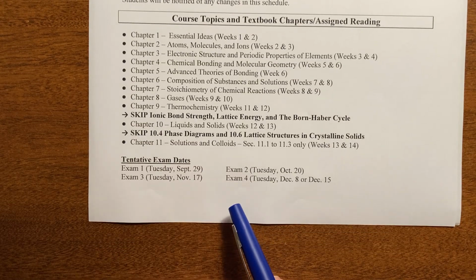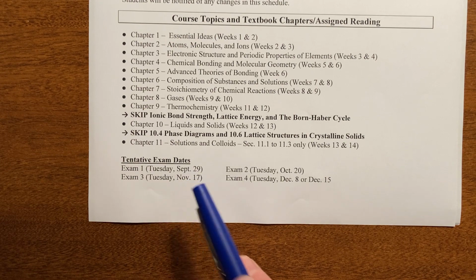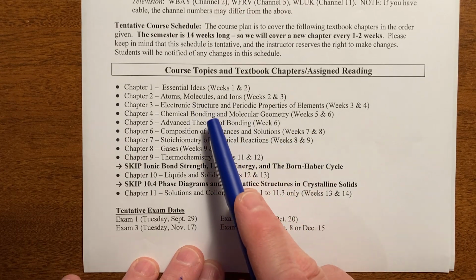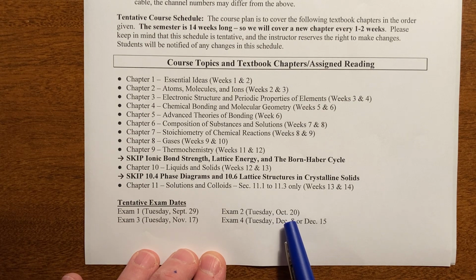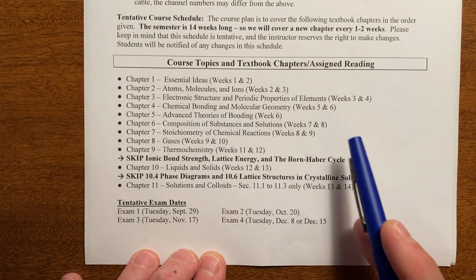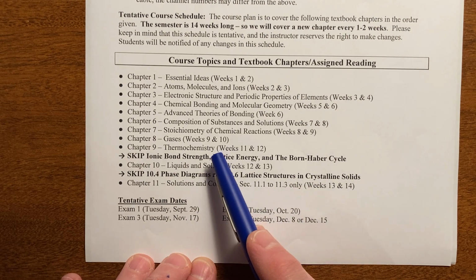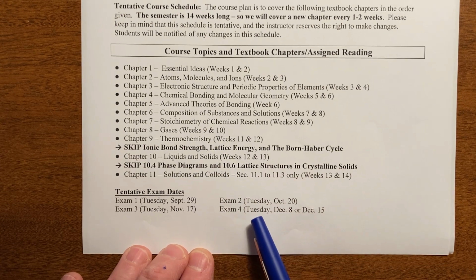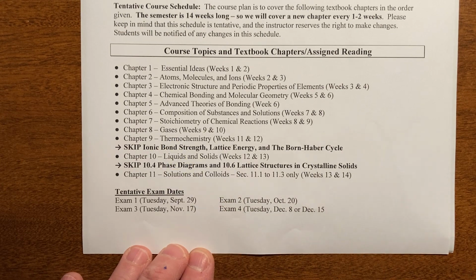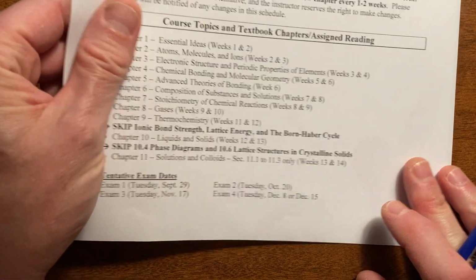Here are the tentative exam dates that I've come up with. Week 4, end of September. Exam 1 will probably cover, I'm guessing, Chapters 1 and 2 and maybe a little bit of 3. Exam 2, about 3 weeks later, will probably cover Chapters 4 and 5. Exam 3, almost a month after that, will probably cover Chapters 6, 7, and 8. And then the last exam will probably cover Chapters 9, 10, and 11. That's just a guess of mine, but each exam will probably cover 2 to 3 chapters. So quite a bit of material in each exam.